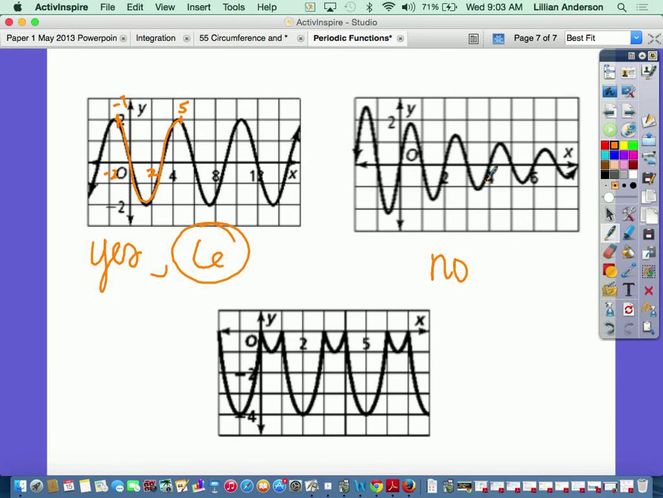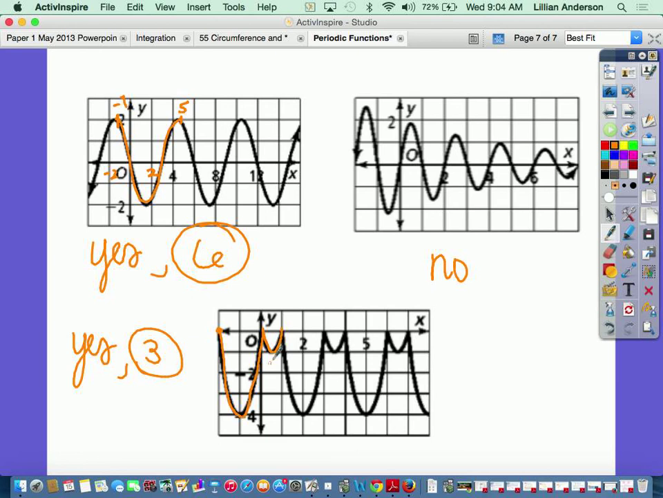What about the last one? This one is periodic. Because if you look, I start at one particular y value, I think that's 0. I go all the way down to -4. I go back up to 0. Yes, I dip down, but I still go back up to 0 and then back down to -4. So it is bounded between two particular values, 0 and -4. What's my period? 3.